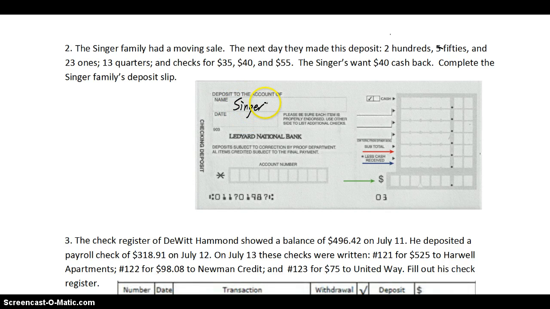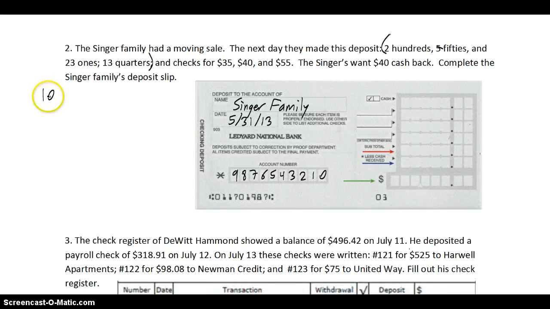The Singer family had a moving sale. Okay, we don't necessarily care about that. We don't know the day they did this, so let's just make up a day. How about 5/31 of this past year? Okay. Again, make up some account number for them. I don't care. Use your favorite number. Let's see. They made this deposit: 200s, 5 50s, and 23 ones, as well as 13 quarters. All of that is cash and coins. That's going to go in the first line. So we have to figure out how much that is.